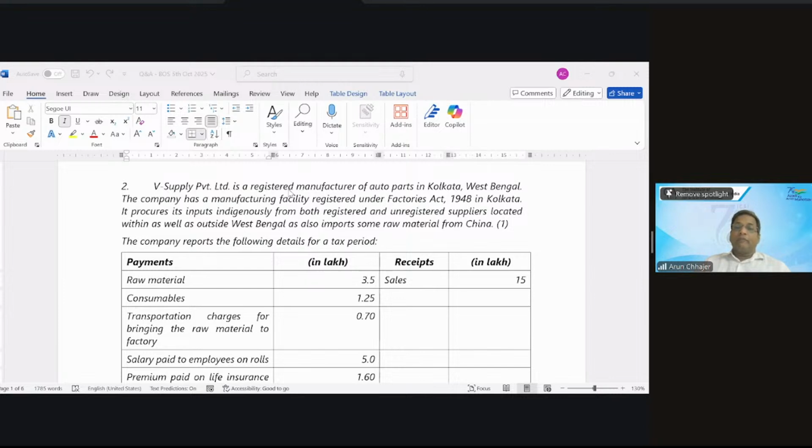We Supply Private Limited is a registered manufacturer of auto parts in Kolkata. The company has a manufacturing facility registered under the Factories Act. It procures its inputs indigenously from registered and unregistered suppliers located within and outside West Bengal. This We Supply Private Limited is registered in West Bengal, Calcutta. It also procures material from China.